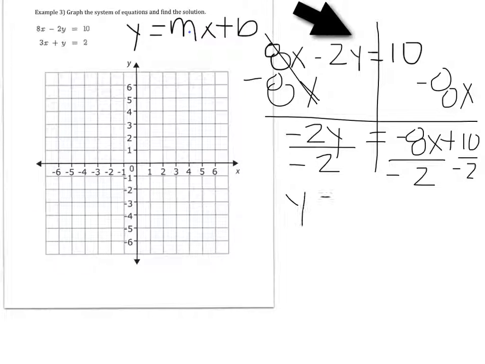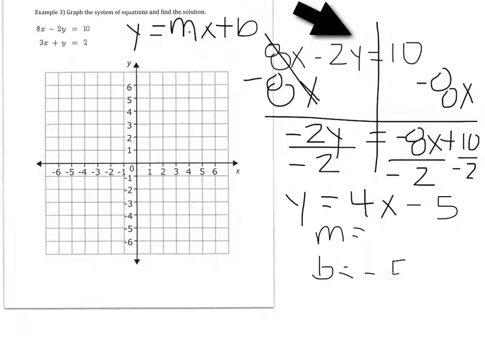So I'm left with y equals negative 8 divided by negative 2, which is going to give us a positive 4x. 10 divided by negative 2 is going to give us a negative 5. So now I have the equation y equals 4x minus 5. I need to identify my m and my b in order to graph it. So my b is negative 5 and my m is 4. That means my y-intercept is negative 5, so I need to start my first point at negative 5.